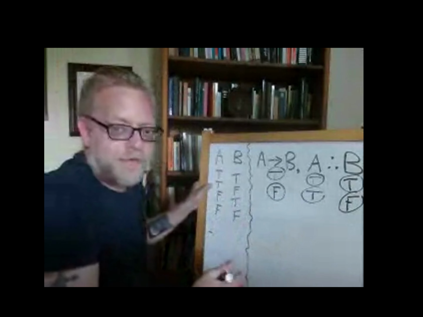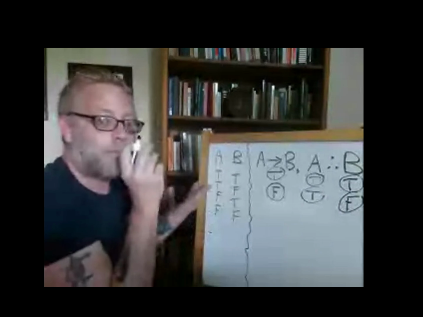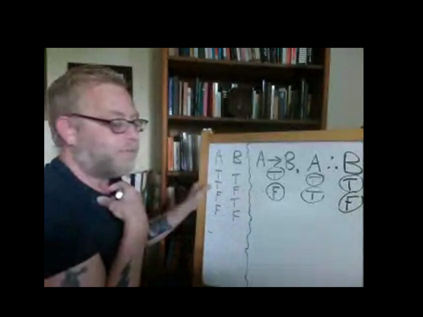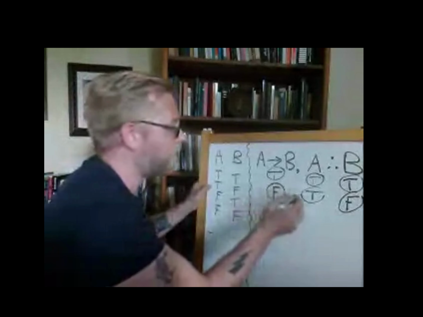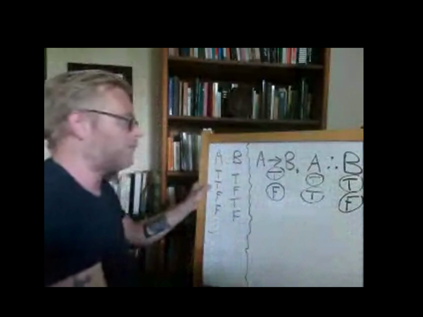But that's fine, because validity just means it's not possible for the premises to be true and the conclusion to be false. So all we're looking for is a pattern that goes T, T, F. If we don't see that, then there's no problem. So we have not seen a problem.